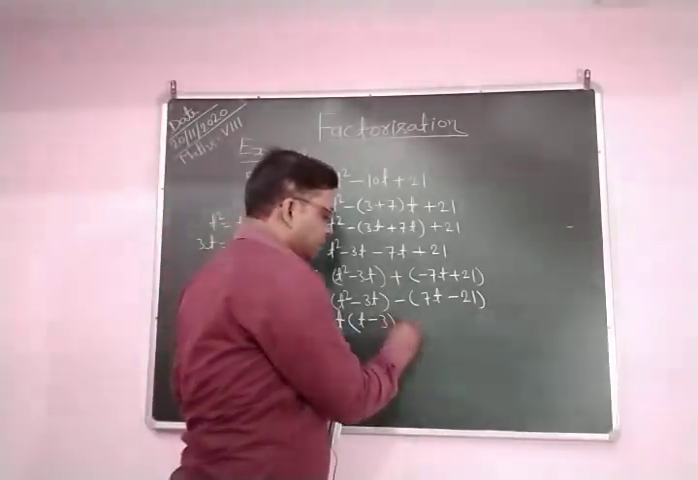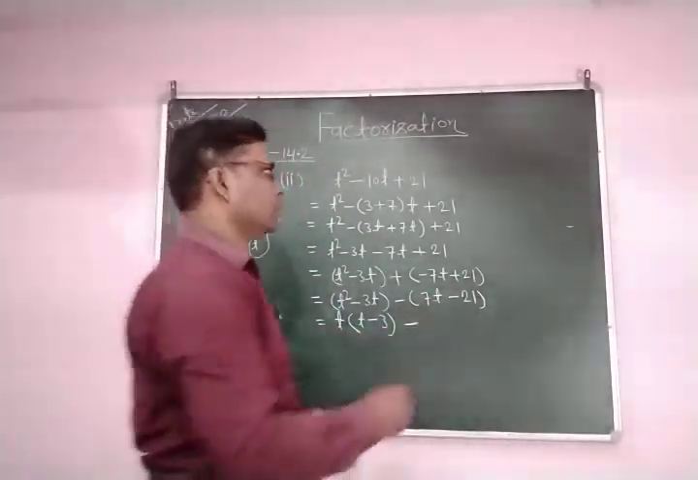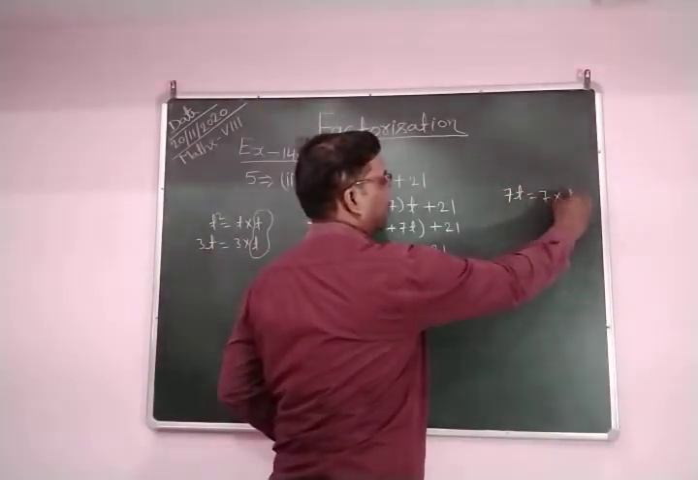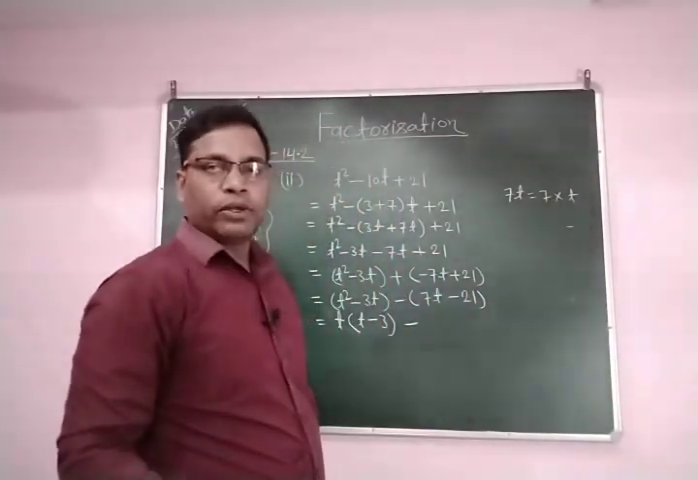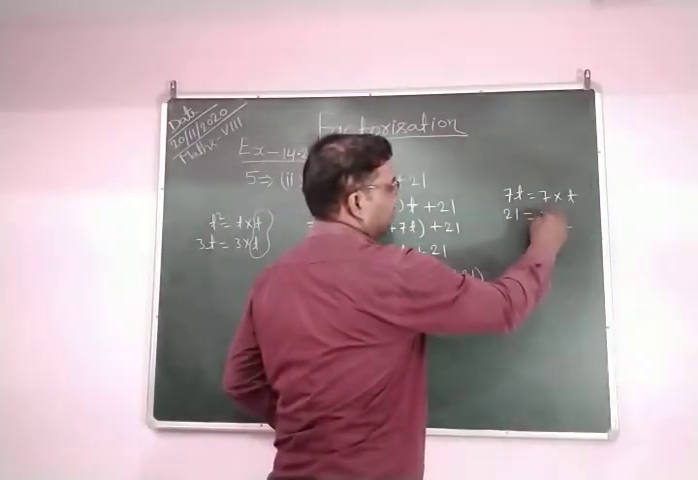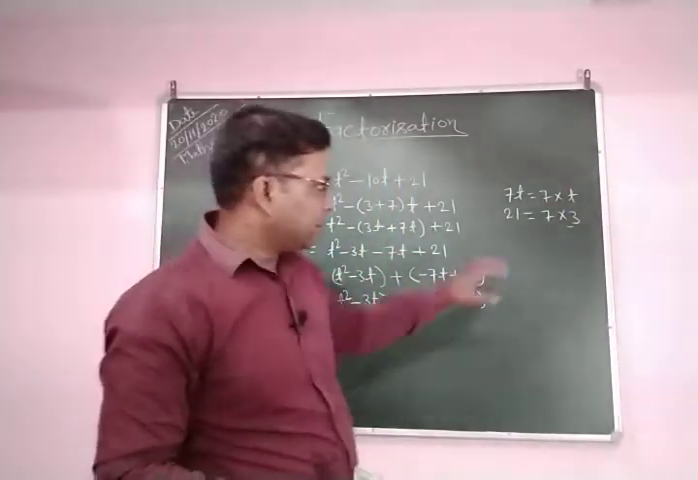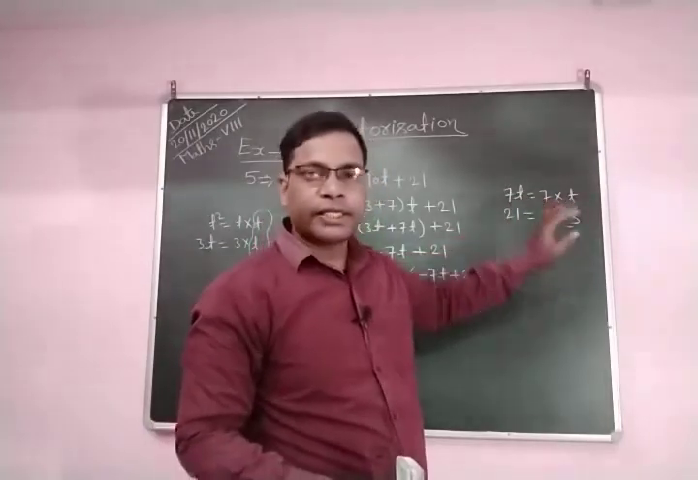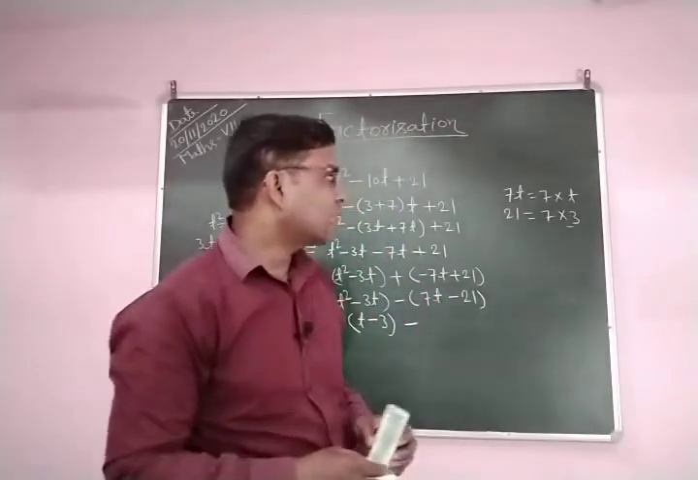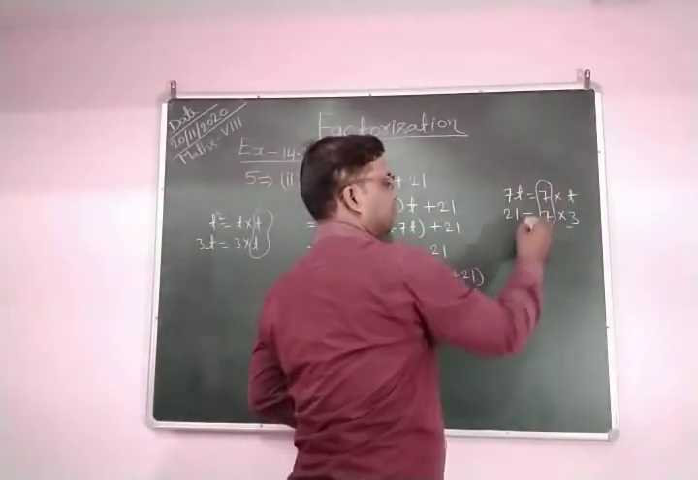Now in the second group, what is the second group? Our second group is 7t plus 21. So you can write here 7t is equal to 7 into t. Clear? And 21, this is equal to 7 into 3. Clear? So what to observe here? What is the common between both terms? 7t is equal to 7 into t, and 21 is equal to 7 into 3. So the common of both terms you can see here is 7. 7 is common. Okay.